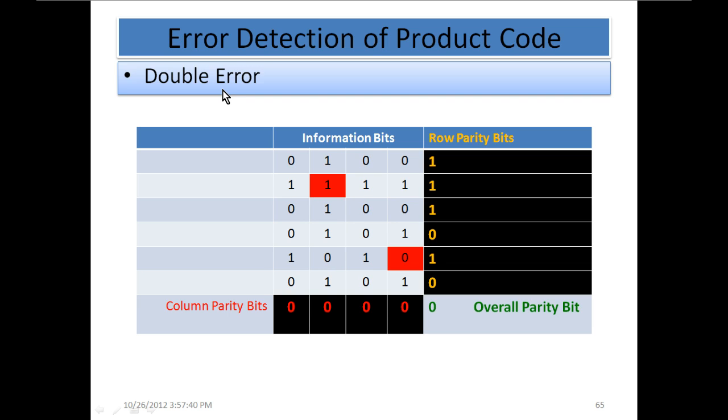In the last lecture, we learned about the product code: what a product code is and how errors are detected. In the previous slides, we learned about a single error, when only one error has occurred. Now we are going to see different cases of double error, triple error and four errors, that is, what happens if multiple errors occur.